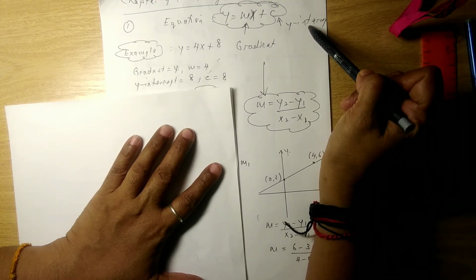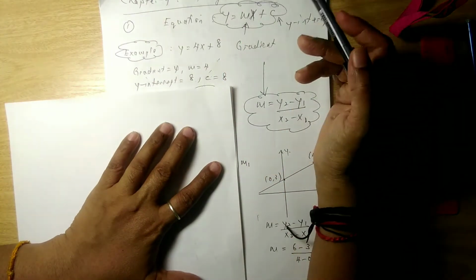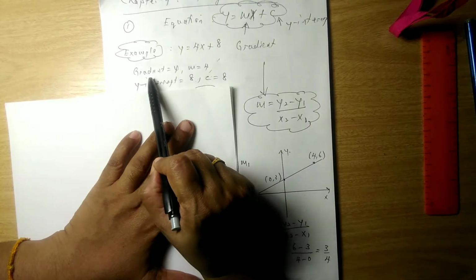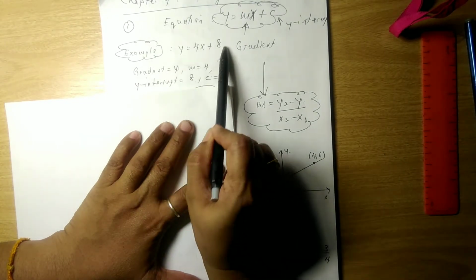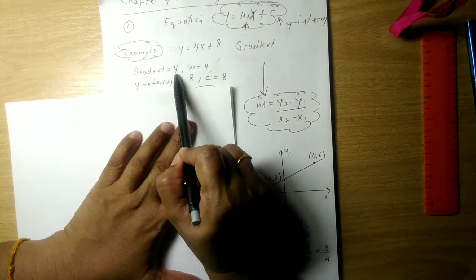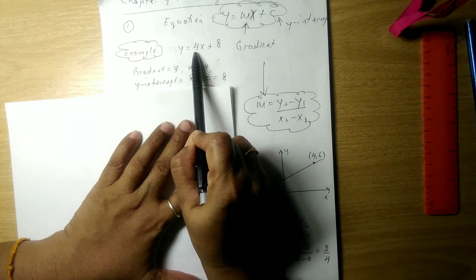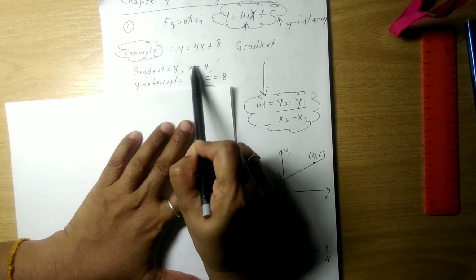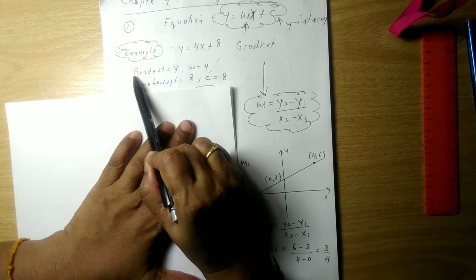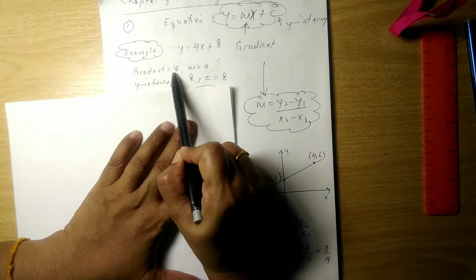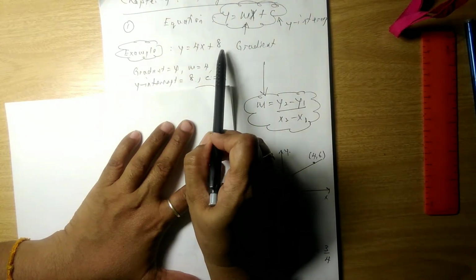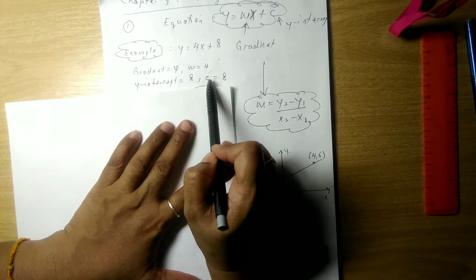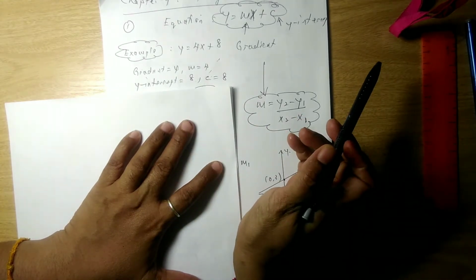One example will be, let's say we have a simple example like this, y equals 4x plus 8. So the gradient of the equation here is 4, this m value, or we write it as m equals 4. When you see m, it denotes gradient, or we write it in word form, gradient equals 4. And your y-intercept equals 8, or we use the symbol c equals 8.